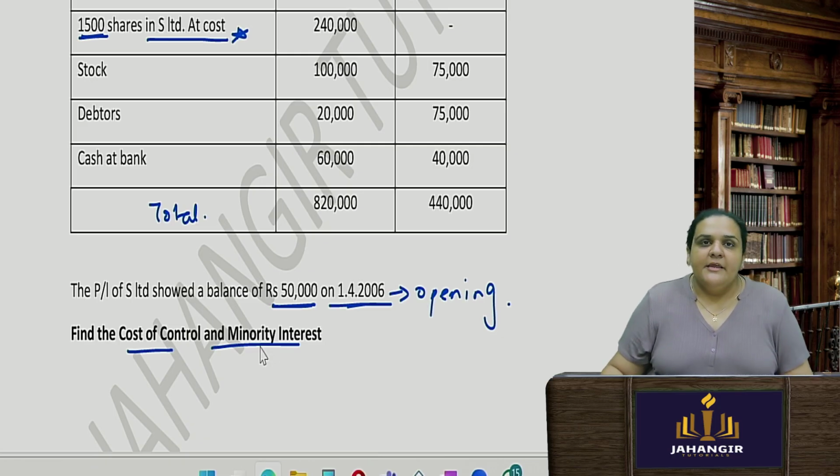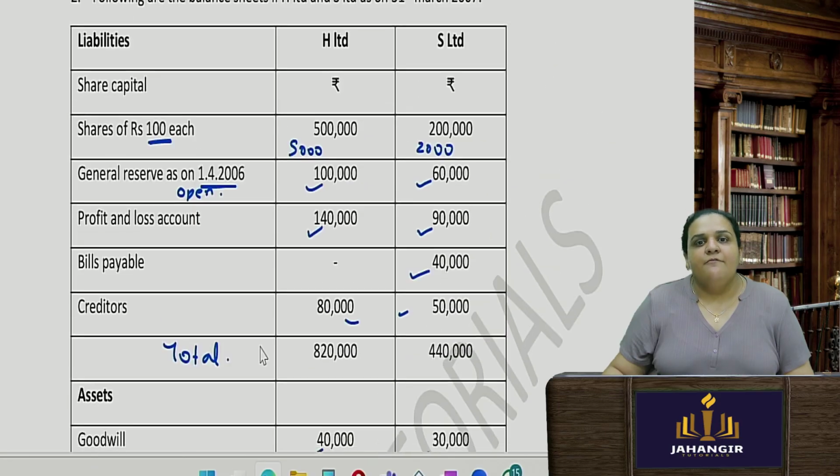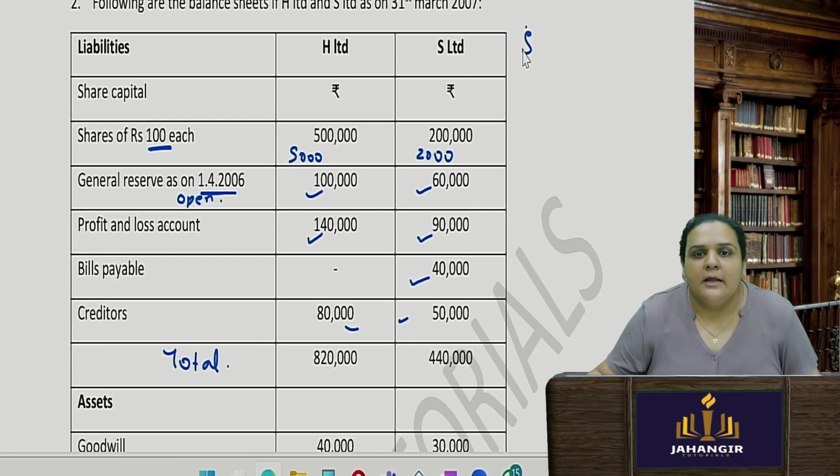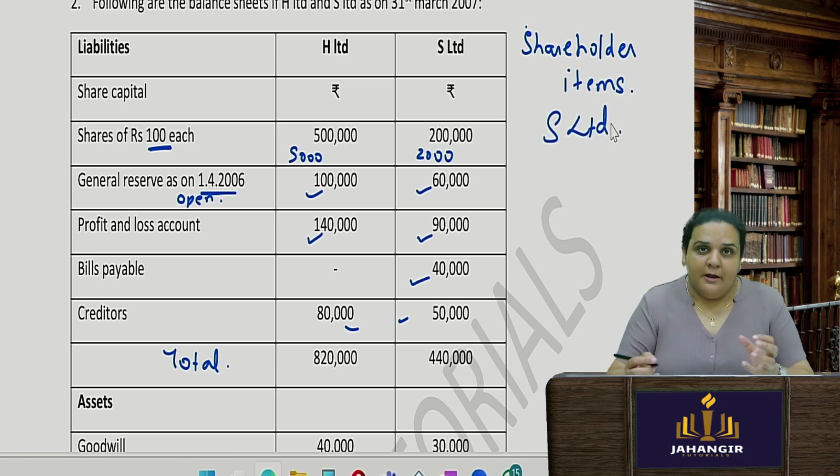Super. Whenever I have to find the cost of control and minority interest, I have to treat the shareholder items, right? Of which company? S Limited. Why? Because I am acquiring shares in S. So I need to know the net worth of S. In order to know the net worth of S, I will see the shareholder items of S Limited. Which are those shareholder items?